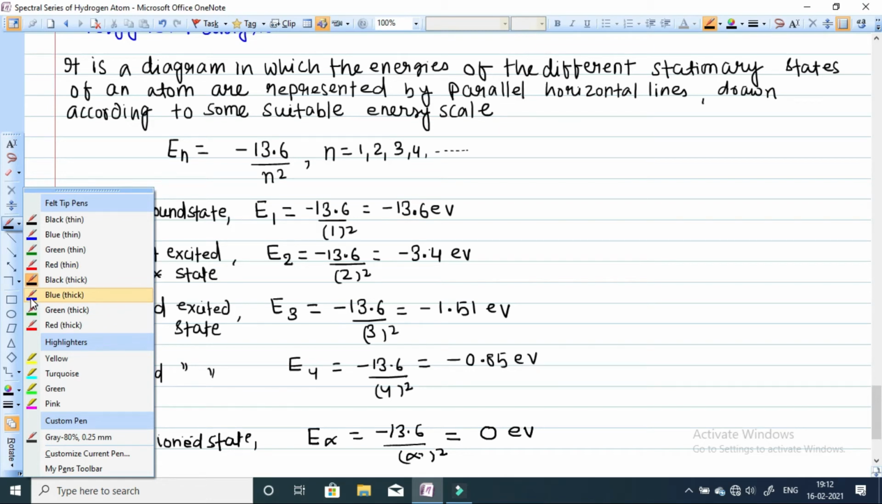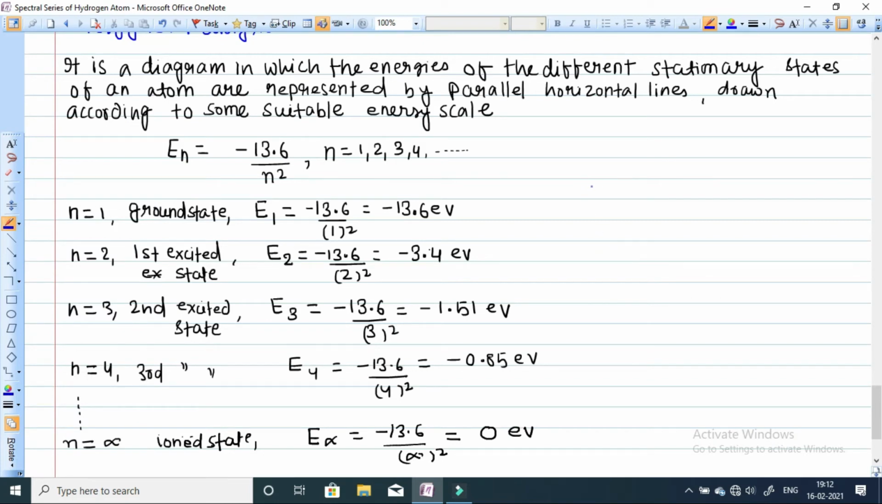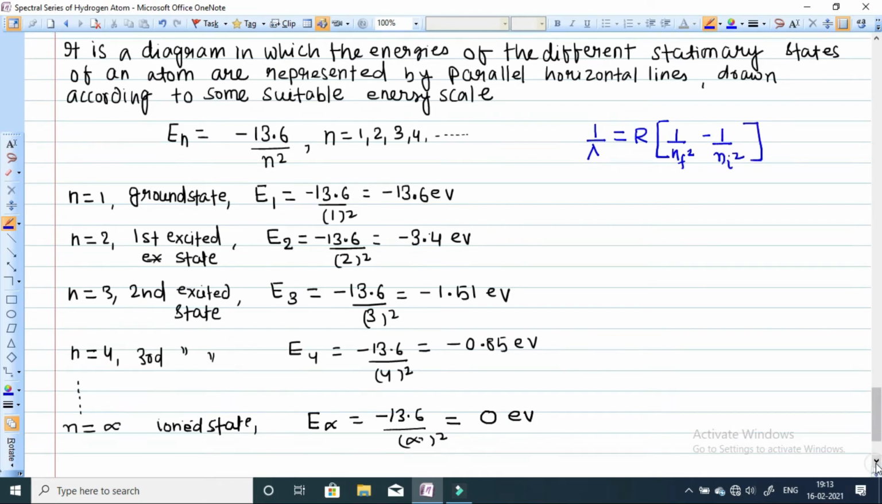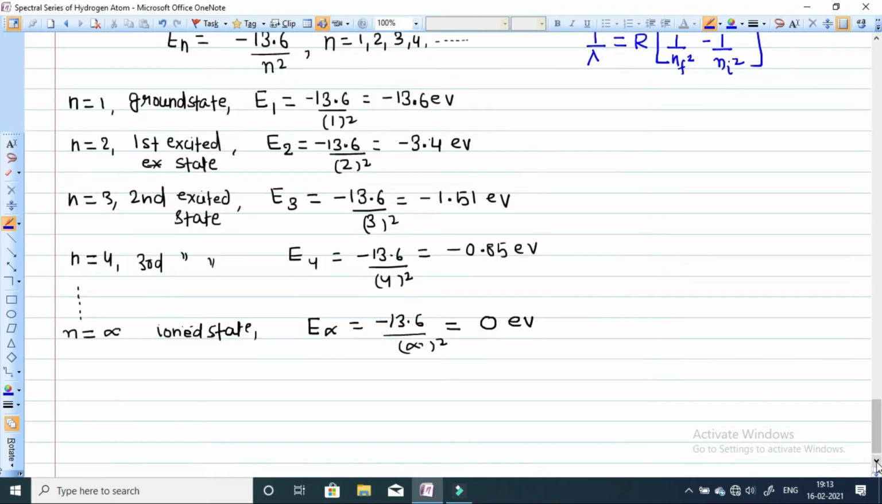When the electron makes a transition from one energy state to another state, it emits energy in the form of radiation, and its wavelength is given by 1 upon lambda equals R into 1 upon n final square minus 1 upon n initial square. Okay, this formula we have obtained. Now we are going to plot the graph one by one.